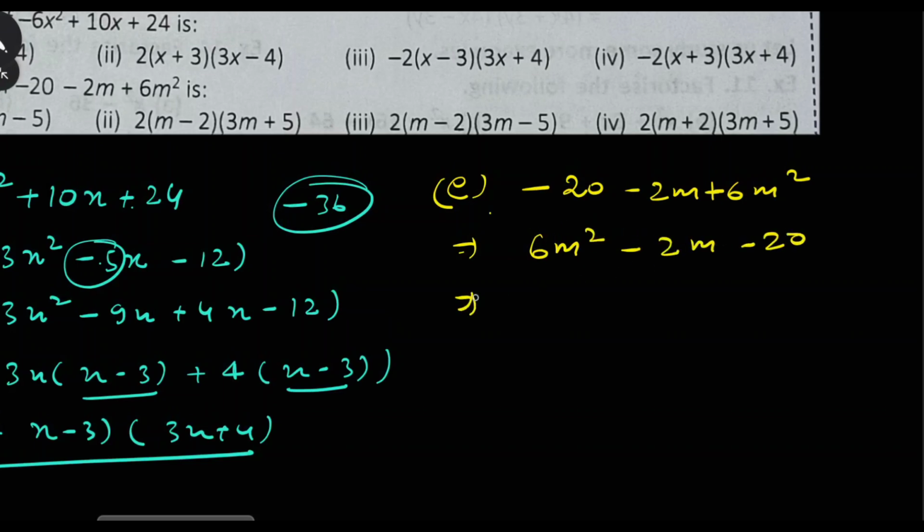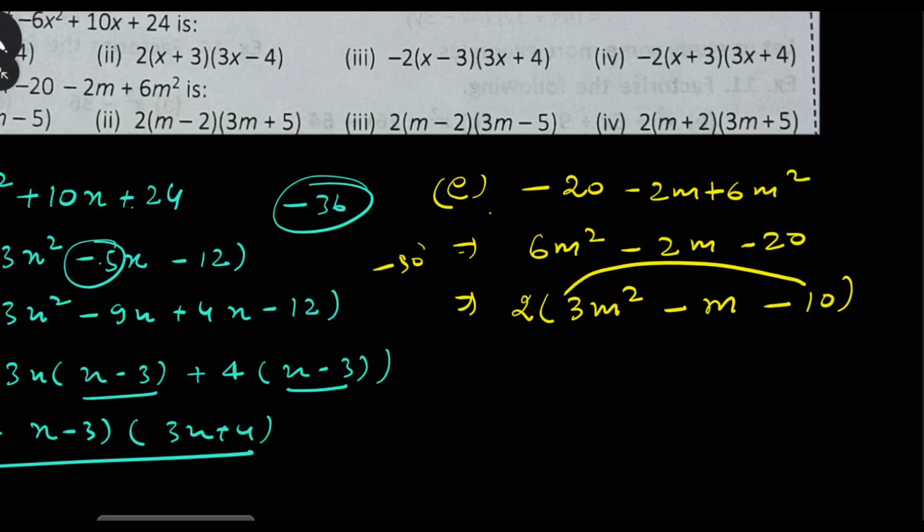Now taking 2 as common, we will have 3m square minus m minus 10. So 3 tens are 30, and here it is minus, so 3 into minus 10, you will get minus 30. And the middle term is minus 1m, because when there is nothing, we suppose there is always a 1. So minus 30 you will have to get. So we will split this 1 in such a way that on multiplying, you will get 30.